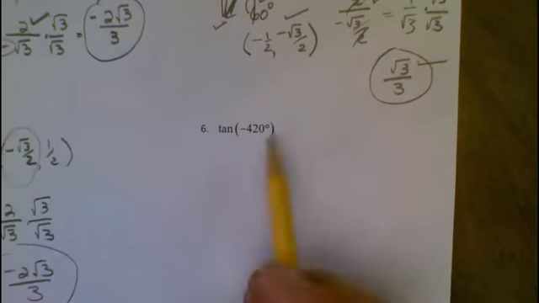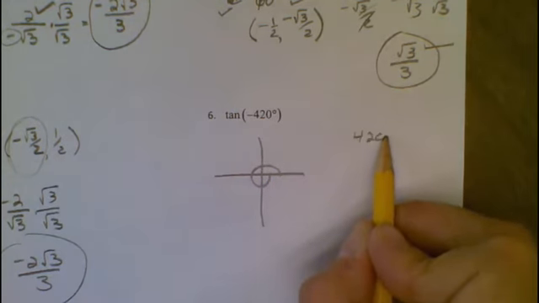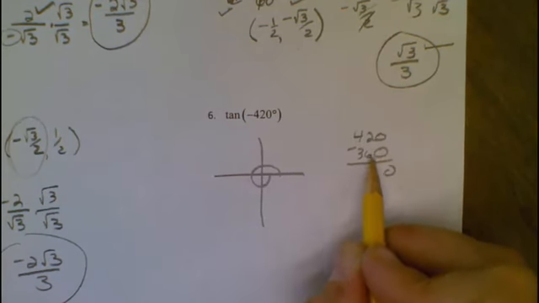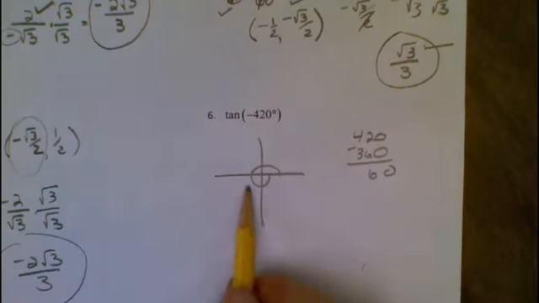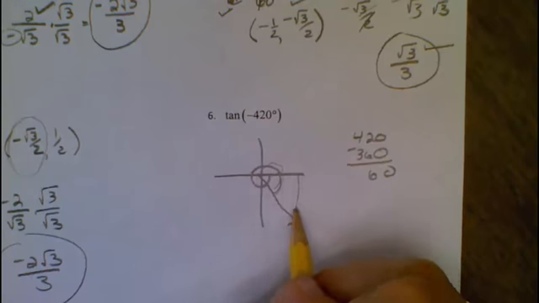And then the last one is negative 420. So now a negative angle, we go in this direction. This would get me to negative 360. So how much more do I need to go if I already went 360 degrees? How much more would I have to go? I'd have to go 60 more in the negative direction. So it's going to end up in the fourth quadrant. So I went 360 in the negative. I have to go 60 more. So the reference angle is 60.